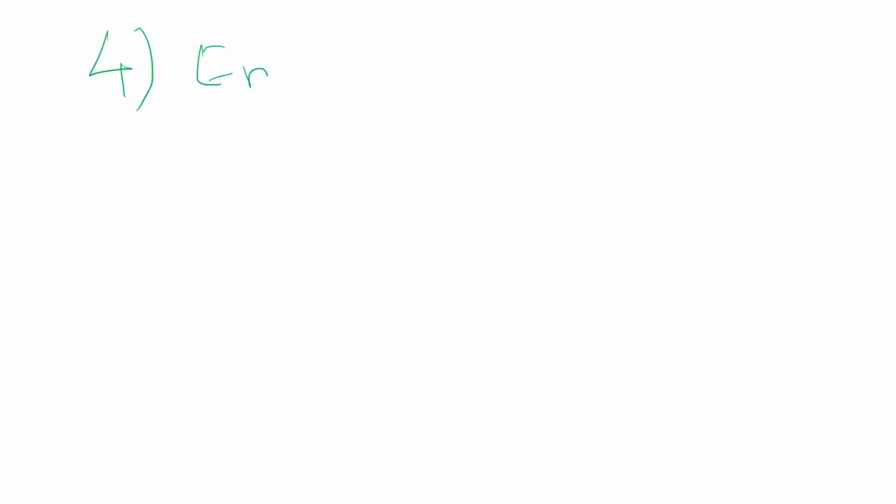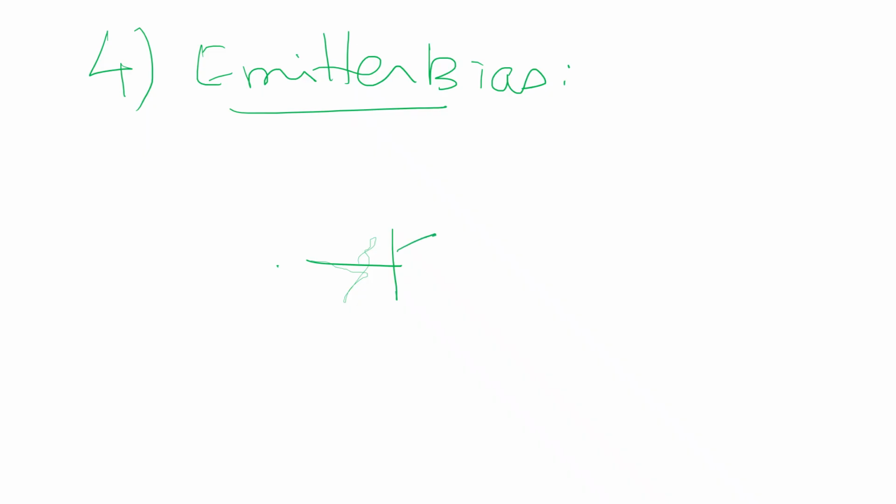It is emitter bias. Kindly bear with my handwriting. I'll try to draw the circuit of emitter bias. So what do you mean by emitter bias? The emitter terminal should be biased, meaning we are going to give a separate supply voltage with negative potential connected to the emitter terminal. Yeah, it's going to be like this.